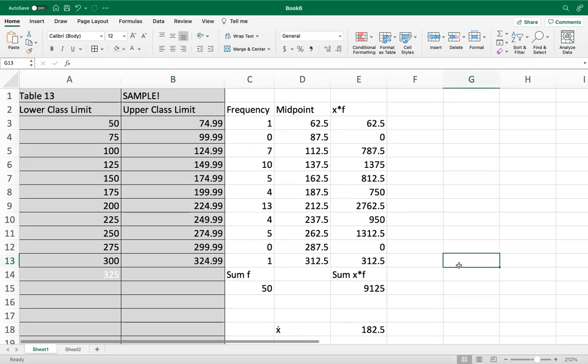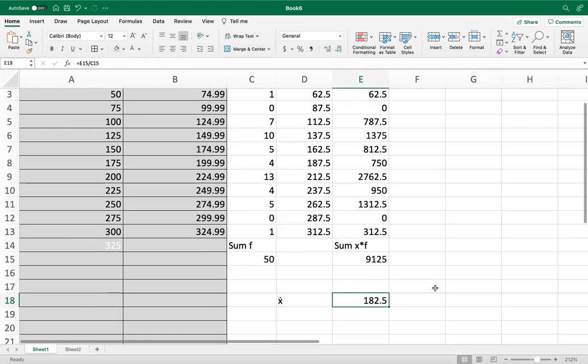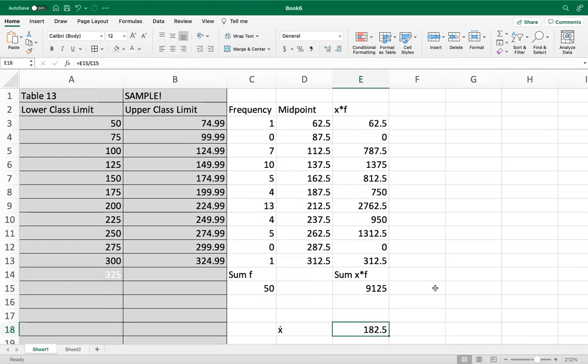All right, so with sample data, the first thing is we already have the mean, right? The mean ends up being 182.5. But let's look at this a little bit differently. This is S for standard deviation, and it's the square root of the sum of our deviations from the mean, X minus X bar, squared, times the frequency, and we're dividing by the sum of the frequencies.